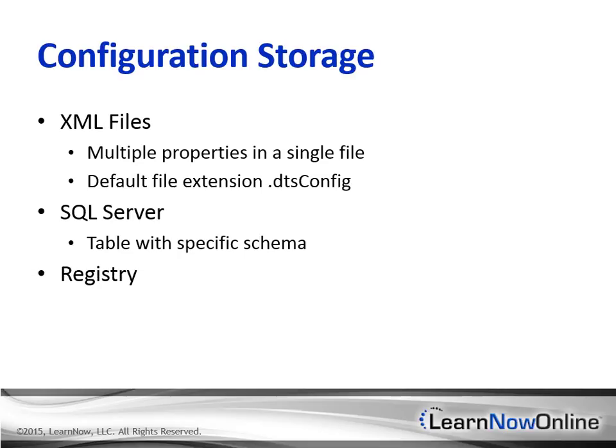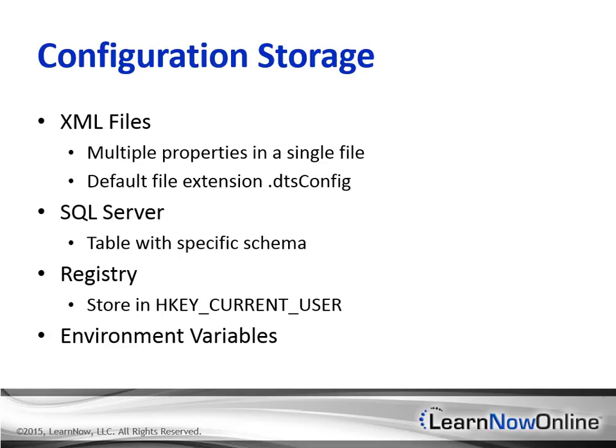Another option is the registry. You can store configurations in the Windows registry under HKEY_CURRENT_USER. Each registry key can store one property value. And the last option is environment variables. Environment variables can each hold one property value. You can also use them in conjunction with other configuration storage types to form indirect configurations, which you'll learn about a little bit later.